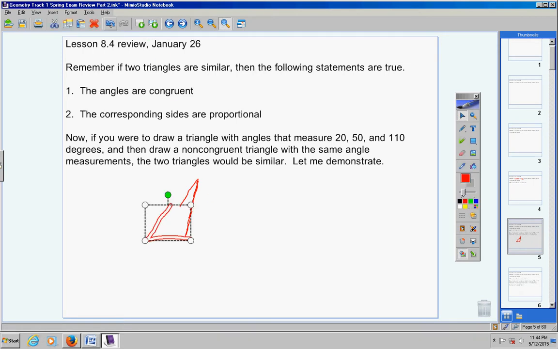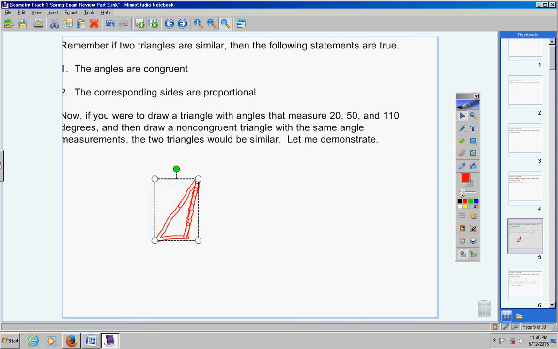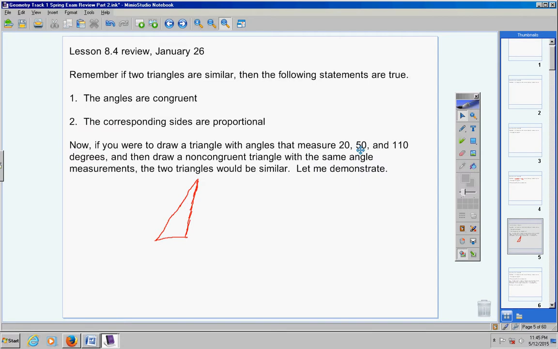Did not mean to do that. It's not what I wanted to do. And that's not what I want to do. Okay, so I'm going to go ahead and put 20 degrees here. Actually, I'm going to copy this first. And now, I'm going to go ahead and put 50 degrees here. 20 degrees here. And 110 degrees here.